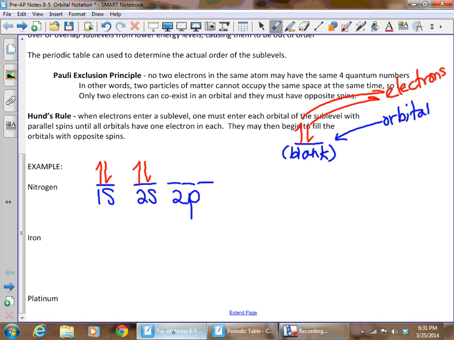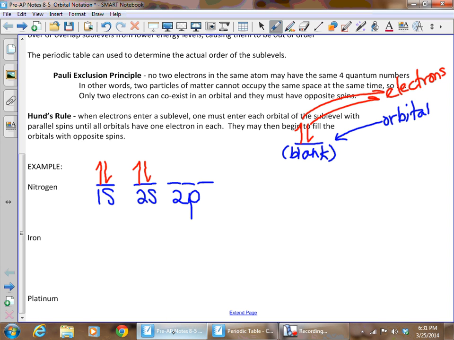Now, we skipped the Pauli exclusion principle. I apologize. The Pauli exclusion principle simply says no 2 electrons can be in the same atom with the same 4 quantum numbers, the same address. In other words, you can't occupy the same space at the same time. The only way we can have those electrons exist in an orbital at the same time is if they have opposite spins. This is why we have the up and down arrows represented in those orbitals.